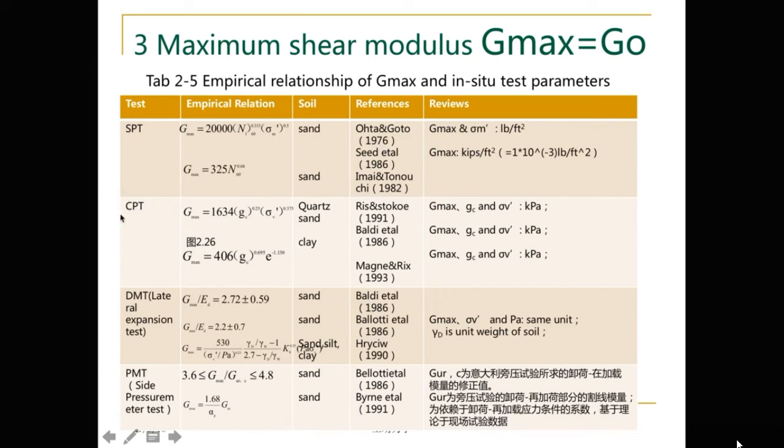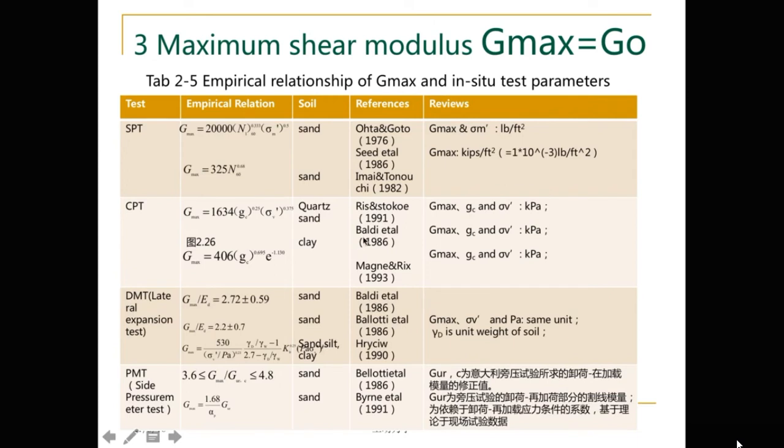And we can also use CPT test result. Rix and Stokoe proposed formula empirical relationship of quartz sand: Gmax equal to 1634 times qc powered 0.25 times the sigma v prime powered 0.375.